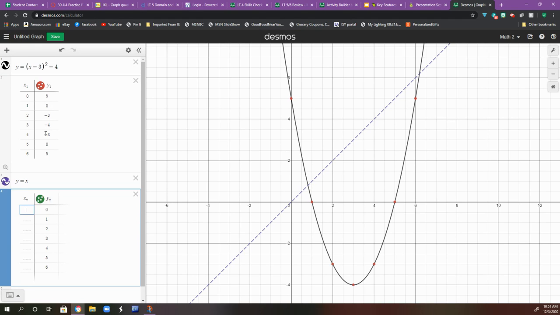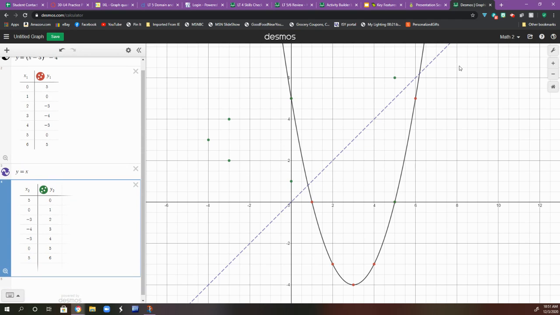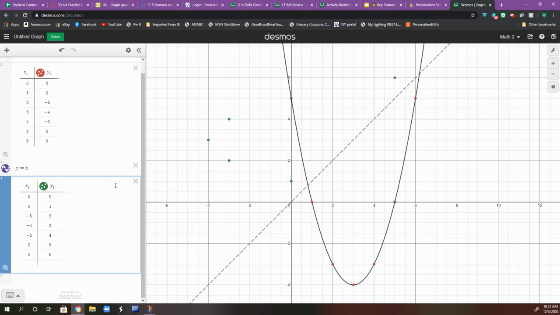So I'm just taking my first table and completely flip-flopping it. So 5, 0, -3, -4, -3, 0, and 5. Now I've completely flip-flopped my points. You can see here my green points form the same shape, but now it's flip-flopped. You can kind of trace along your points here. It took my x's and y's and flip-flopped them.